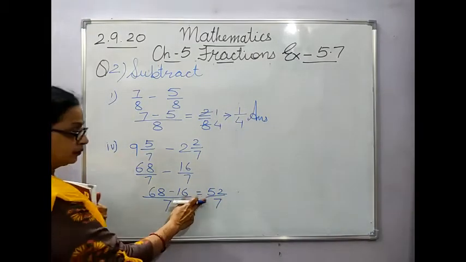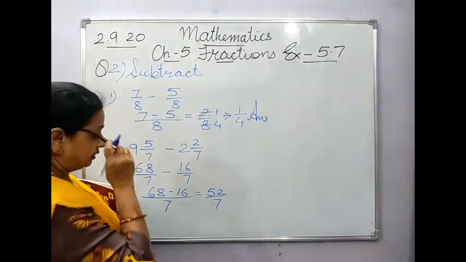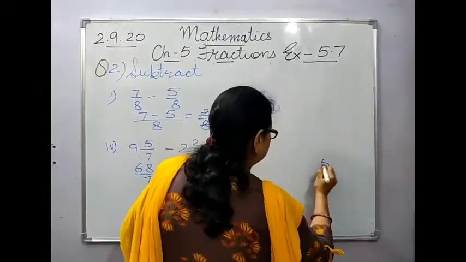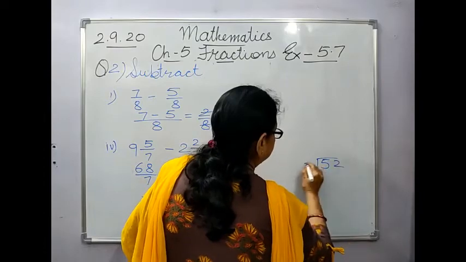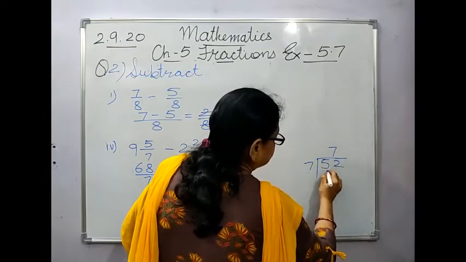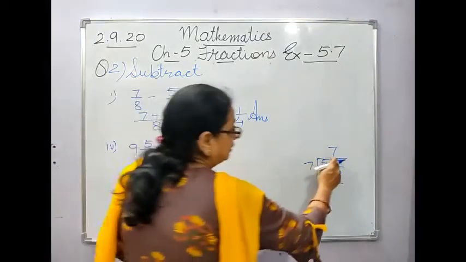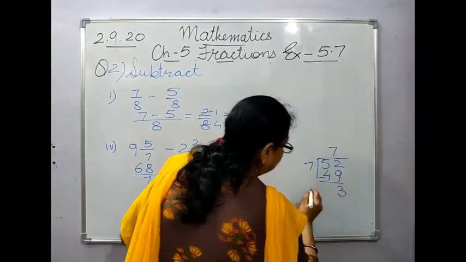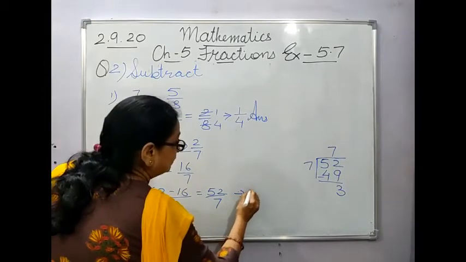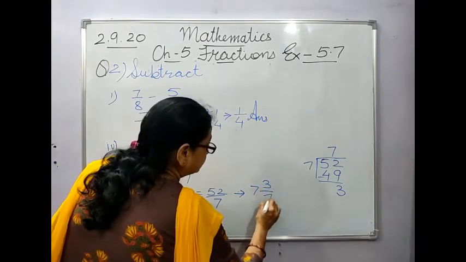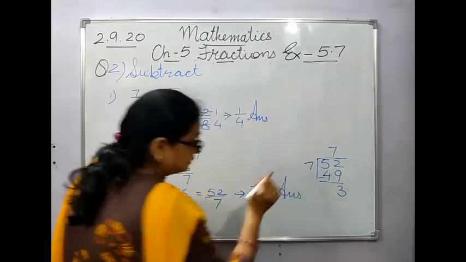Now 52 upon 7, it is an improper fraction, so divide it in the rough. 52 upon 7. 7 7s are 49 because 7 8s are 56 will be bigger. 52 minus 49 is 3, so your answer will be 7 whole number 3 upon 7.